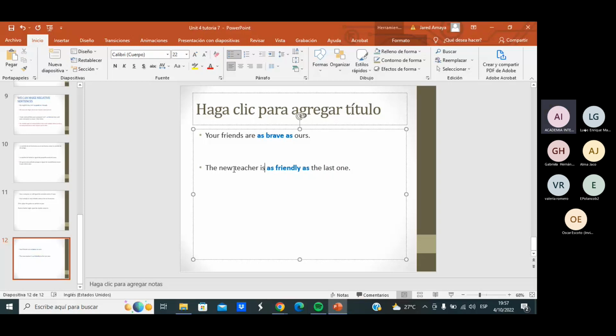El nuevo profesor o el profesor nuevo es igual. Ese es el verbo to be. Is, ¿verdad? Es. Ahora, the new teacher is igual de amistoso que el último. Entonces es como igual. No sé si se entiende. Sí, hoy sí. Gracias.